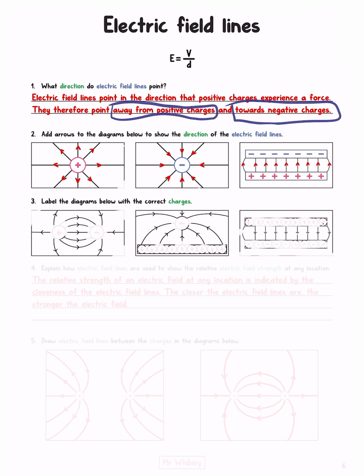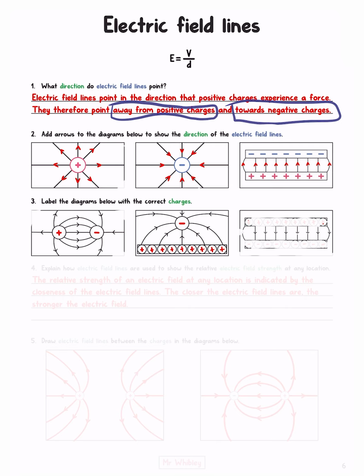Question 3. Label the diagrams below with the correct charges. For our first diagram, we have 2 charges. The field lines are pointing away from one, which means it must be the positive charge, and towards the other, which means it must be a negative charge. For our second diagram, we have a charge above a plate. The field lines are pointing away from the plate, which means that must be positively charged, and towards the charge, which means the charge must be negative.